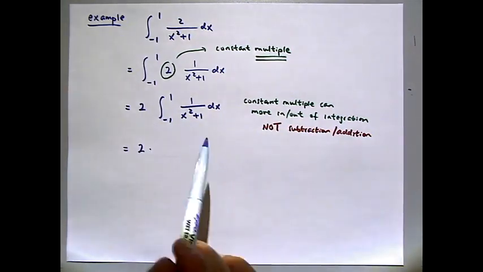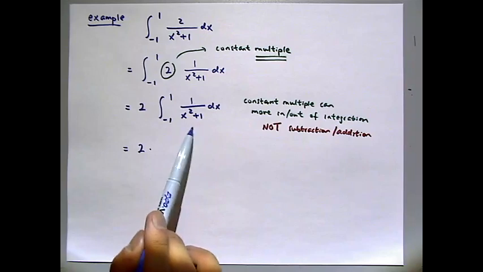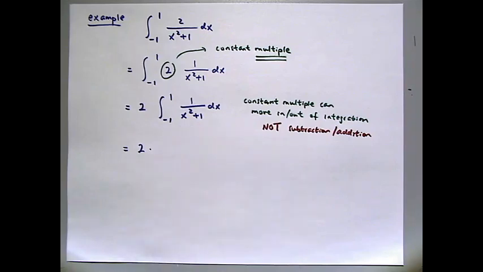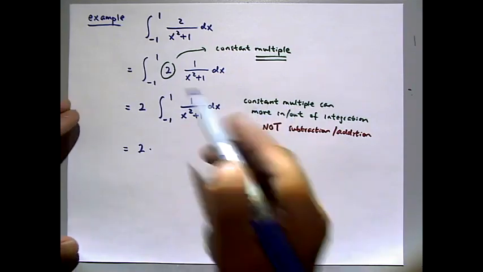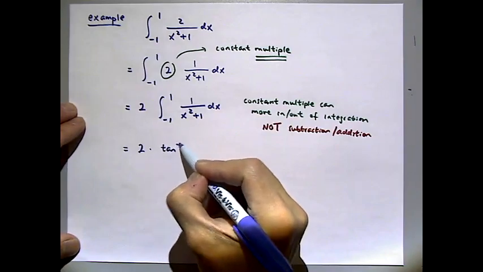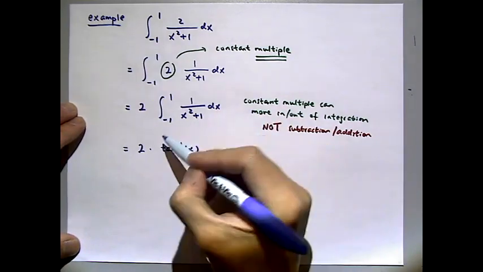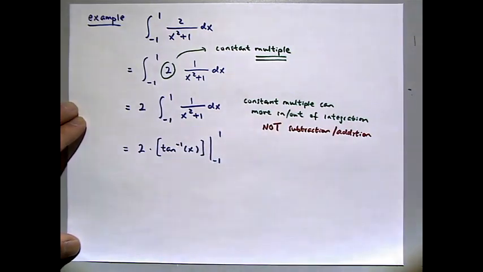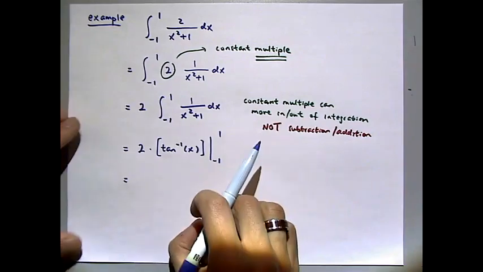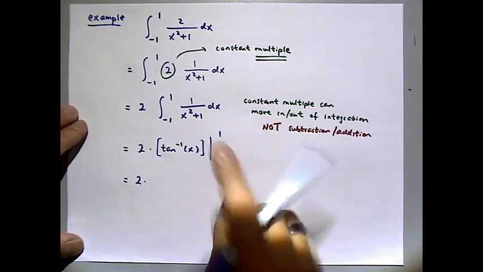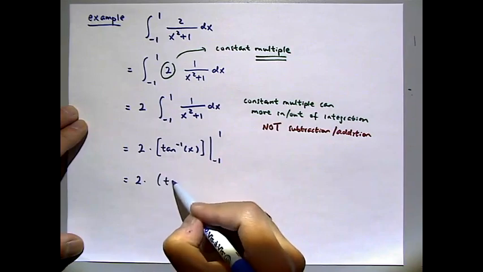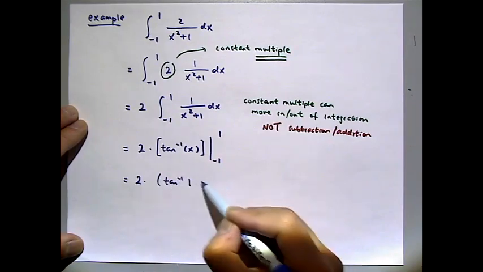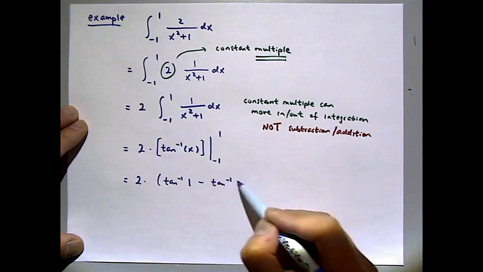Now, who can tell me what the antiderivative of 1 over x squared plus 1 is? Arctan, good. That's one of the special functions that we don't normally deal with, but it's an inverse trig function. You're right. It's an inverse trig of x. Minus 1 and 1. Okay? Notice that 2 is still there. So now we plug in 1 for that. We get inverse tangent of 1 minus inverse tangent of negative 1.